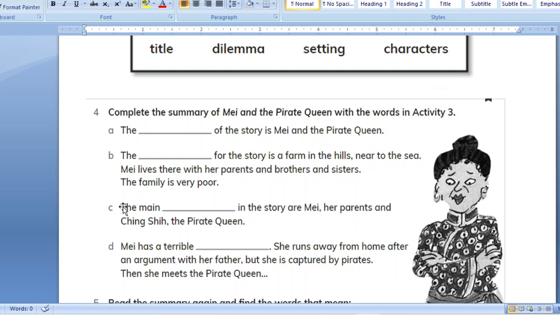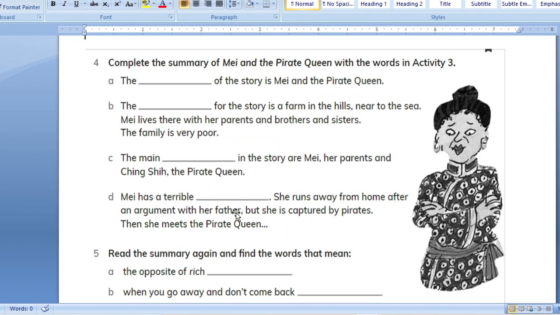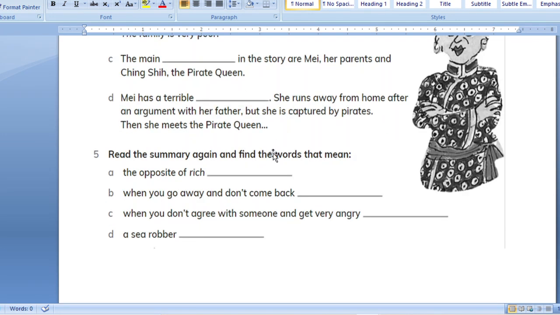Okay. The main dash in the story are these people. So what do you call that? So just write A, B, C, and D. May has a terrible dash. She runs away from home after an argument with her father, but she's captured by pirates. Then she meets the pirate queen. So that is the problem. So which is the word? Okay, so just give me the words. Please don't write the sentence or this whole thing.